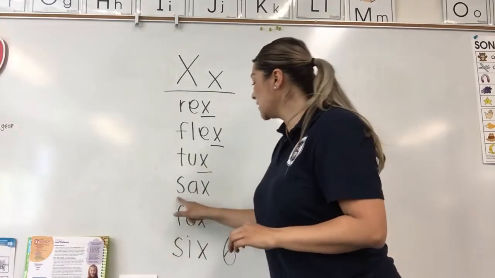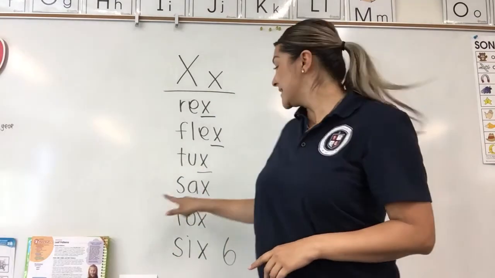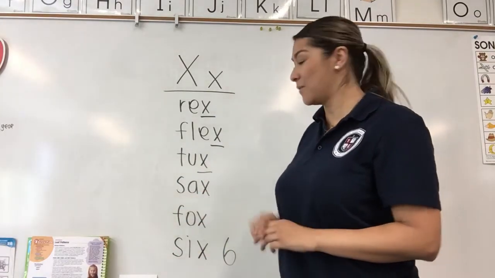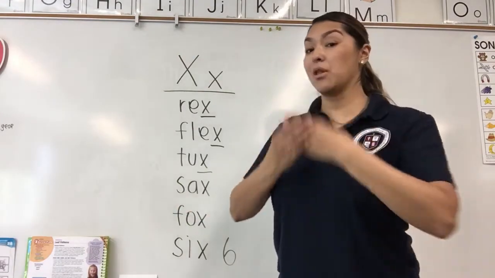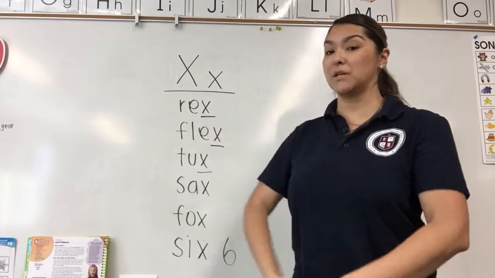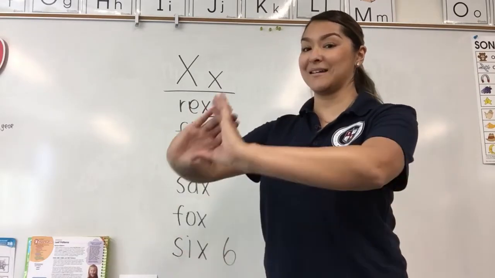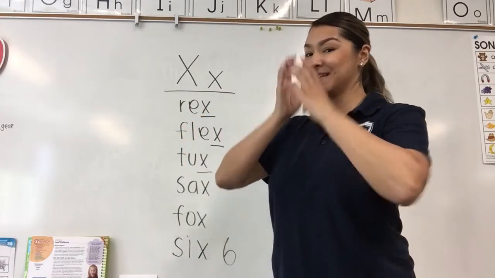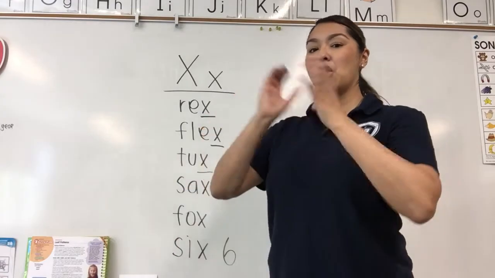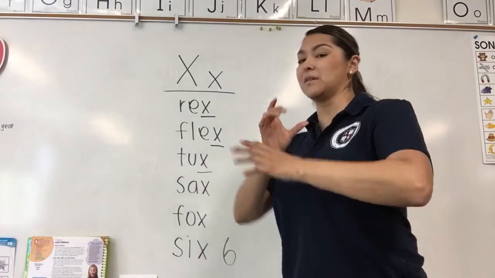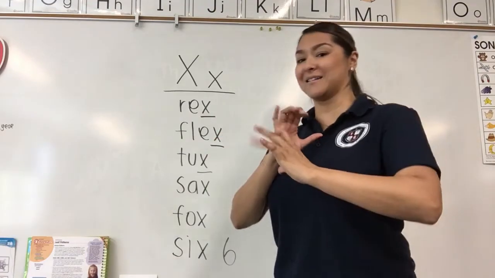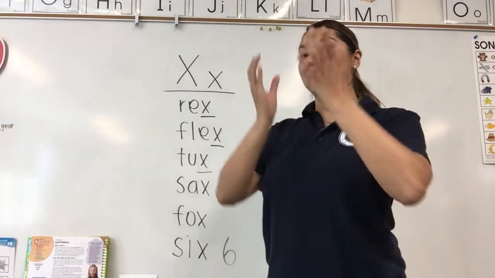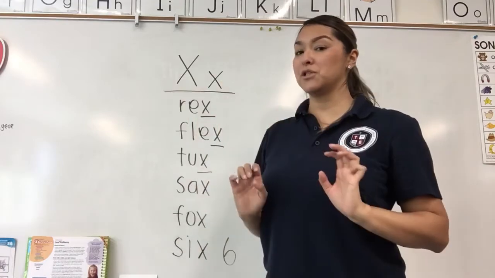Alrighty. Next word is the word sax. Say it with me. Sax. And a sax is a very long, beautiful instrument. So we're going to go sax. Do it with me. Sax. Good. Or maybe it would be easier if we just go like this. Sax. You guys like that better? Okay, let's stick with that. Sax. Alrighty? And that's a long, gold, beautiful instrument.